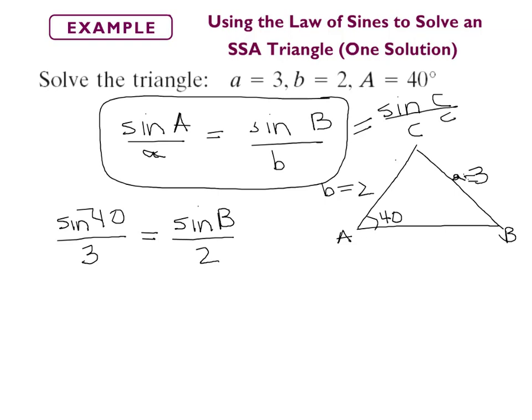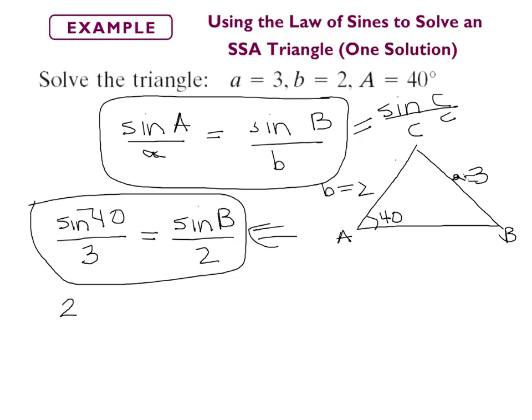So I wrote this equation here because I used the sine of A, which is 40, over small a, which they gave me is 3, is equal to the sine of B over small b, which is 2. So we cross multiply? Okay. So I have 2 sine 40 equals 3 sine B.